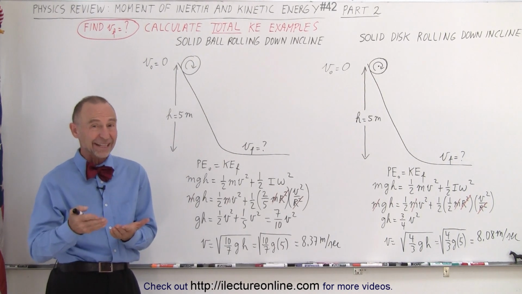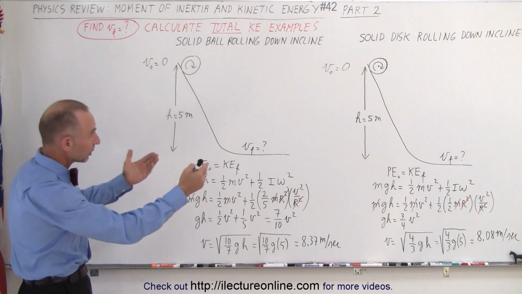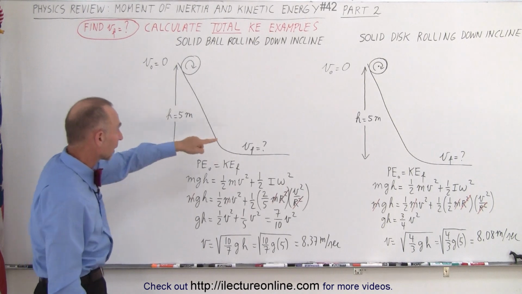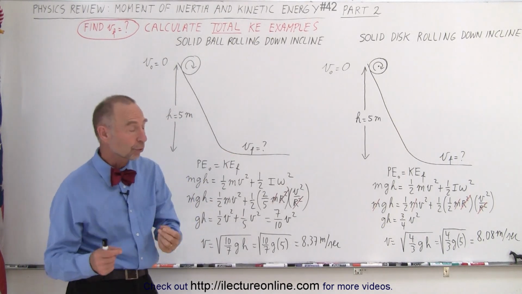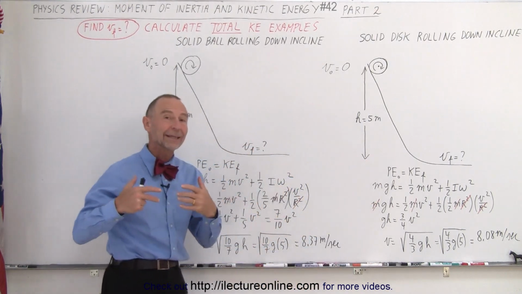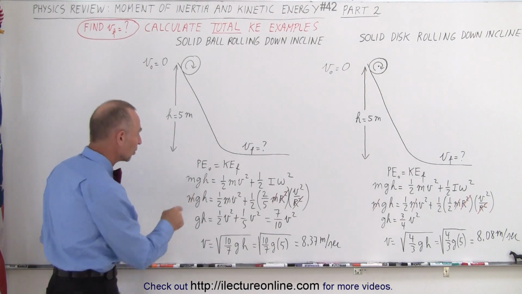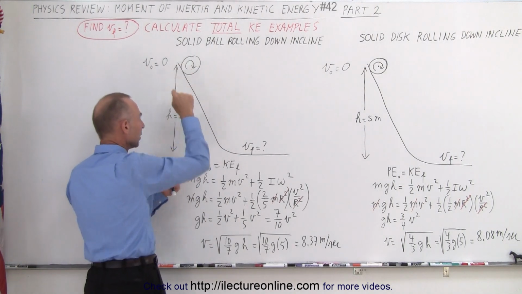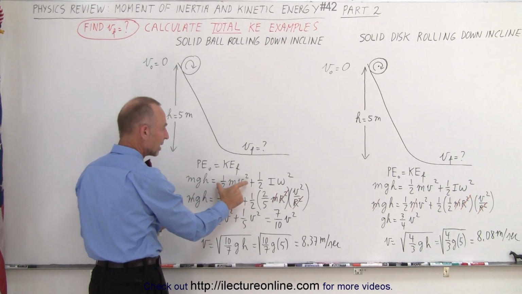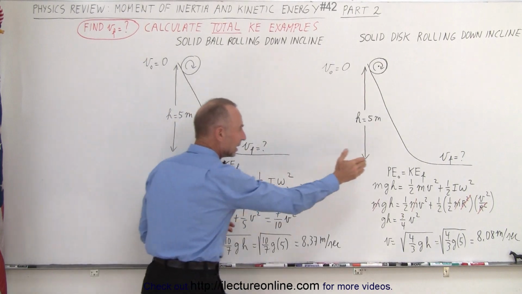Now let's take a look at a few examples of how we look at the total kinetic energy, being both the translational and the rotational kinetic energy. So here we have two objects rolling down an incline starting at zero velocity. We're trying to find the final velocity when they get to the bottom of the incline, but of course we need to take into account that when they get to the bottom of the incline, they will have both rotational and translational kinetic energy. So the initial energy, which is potential energy, will be converted to final energy, which is kinetic energy. So that will be both the translational kinetic energy and the rotational kinetic energy in either case.